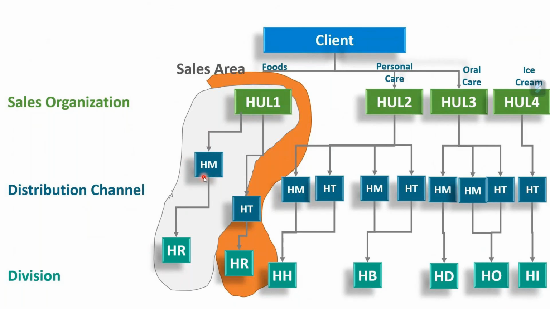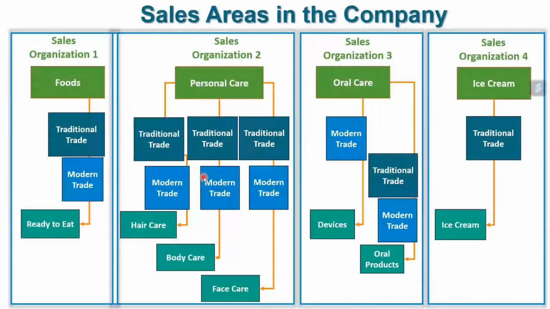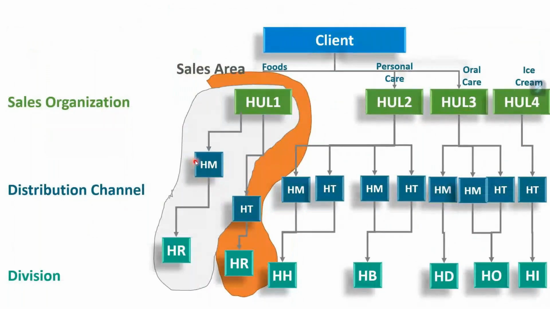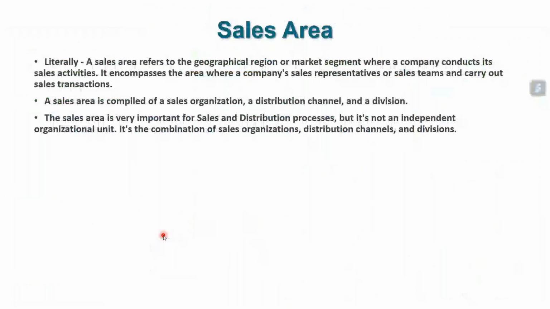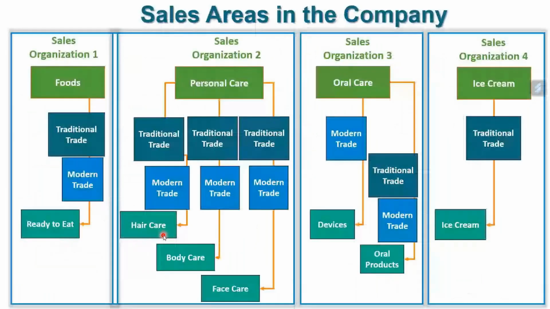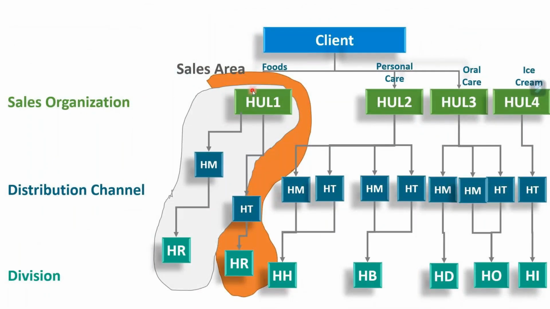Sorry, M is the modern trade route. So modern trade route, and what they are trying to sell is ready to eat, which is HR. And then you have HUL1 sales organization, which is the food sales organization, trying to sell through the traditional trade route and trying to sell ready to eat stuff.